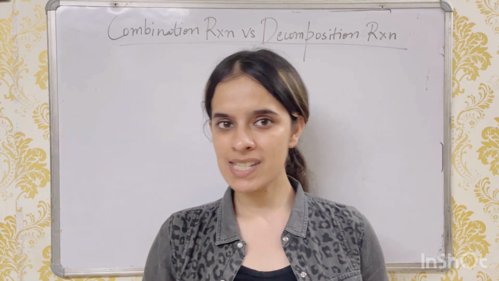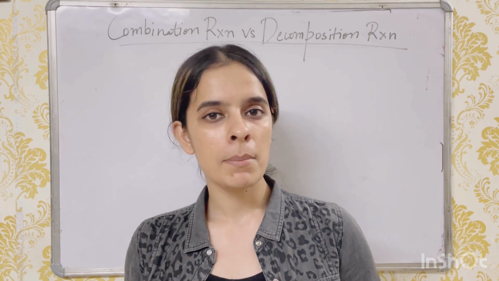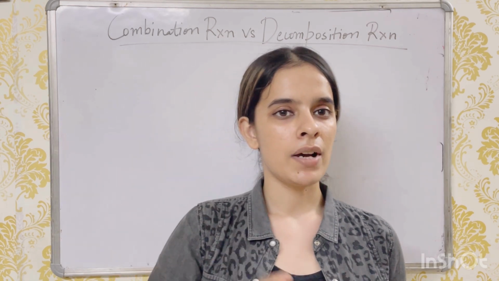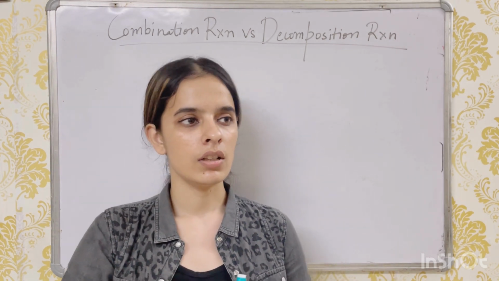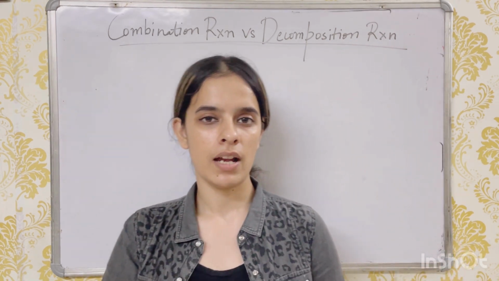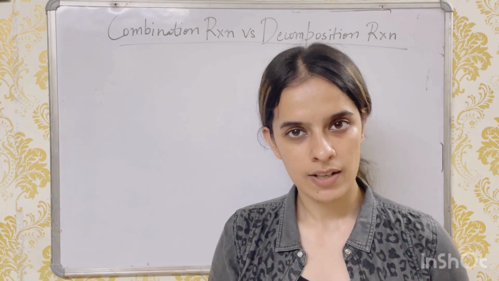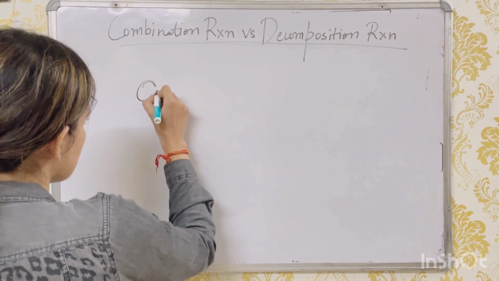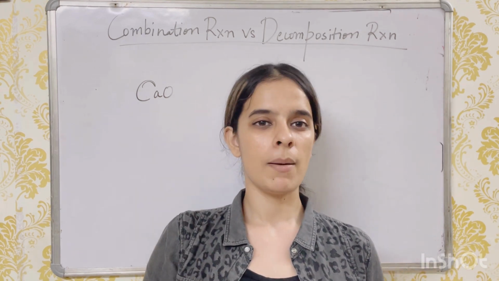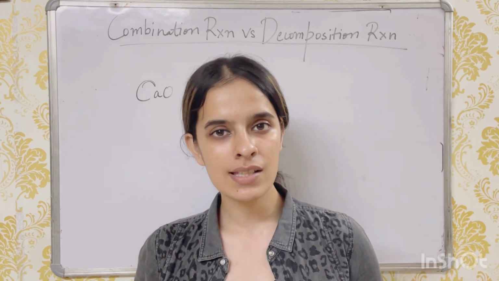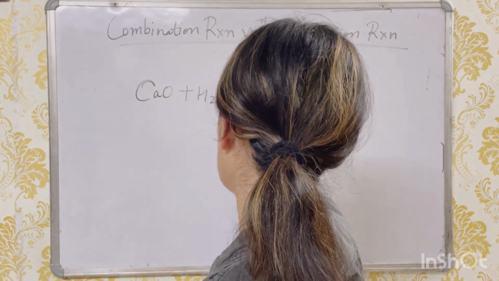Elements. Two elements can combine to form a product. An element and a compound can combine to form a product, and one compound can combine with another compound to again form a product. In our daily life also, you must have seen that in whitewashing we use calcium oxide, right? The formula of calcium oxide is CaO. We mix water with it to make a paste so that we can apply it on the walls for whitewashing.